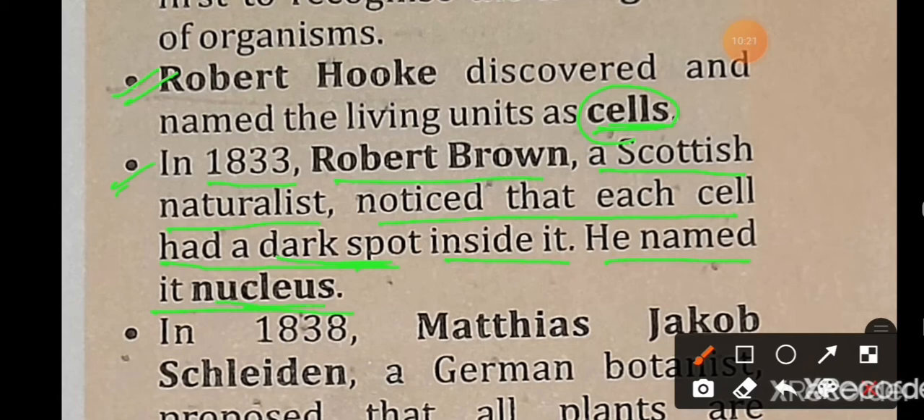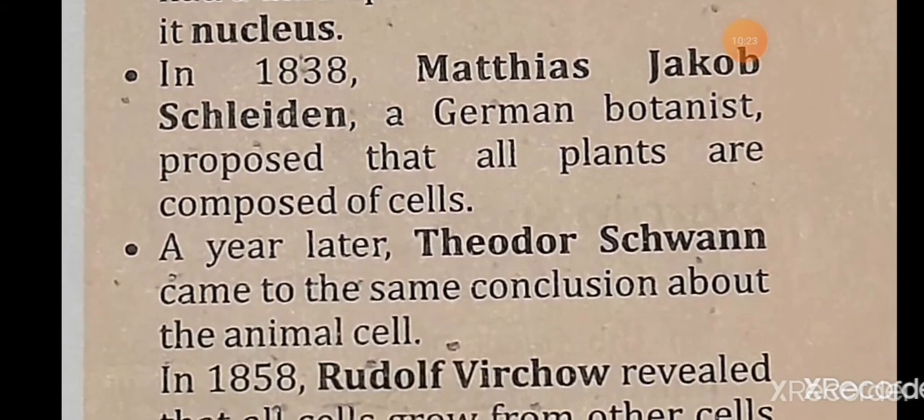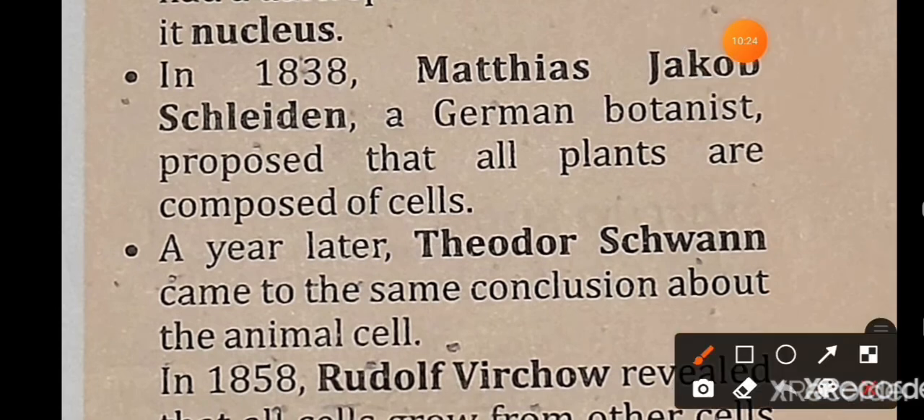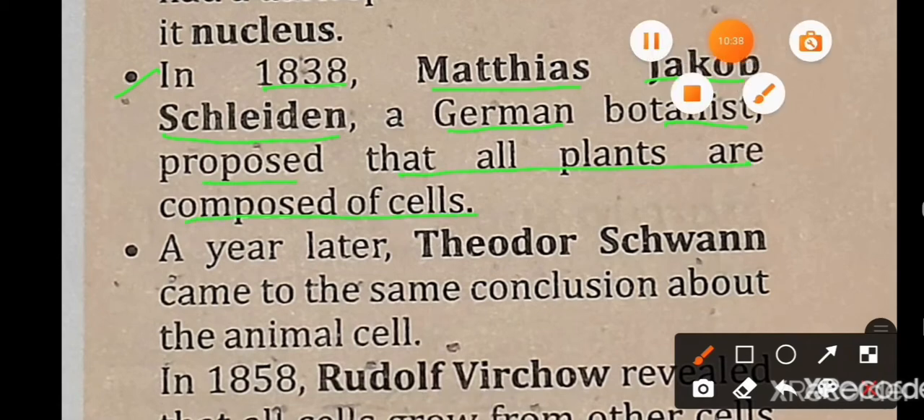The next point is, in 1838, Matthias Jakob Schleiden, a German botanist, proposed that all plants are composed of cells. He proved that all plants are made up of small, tiny cells.